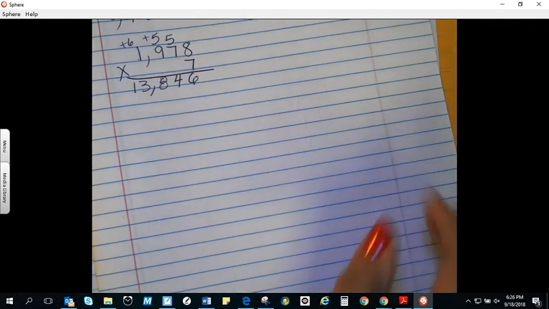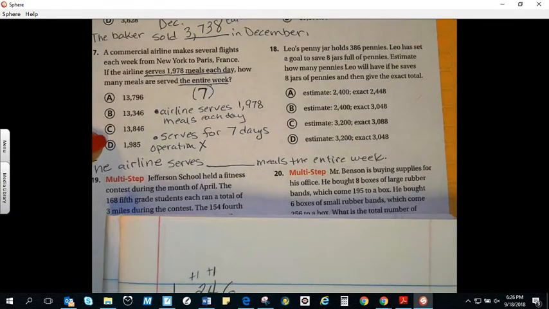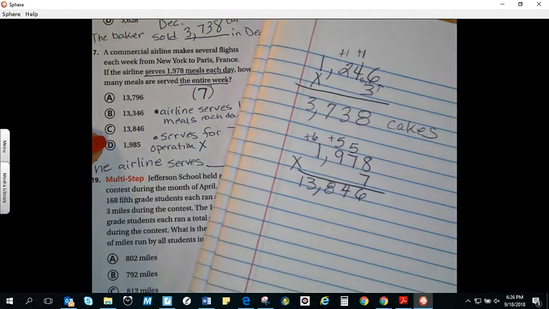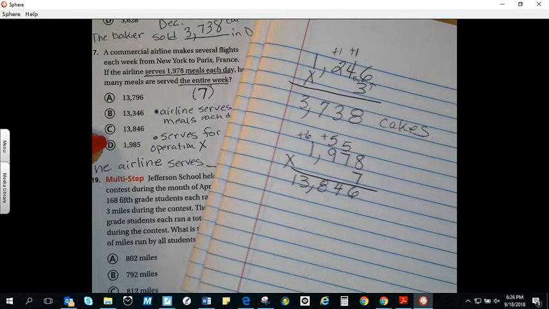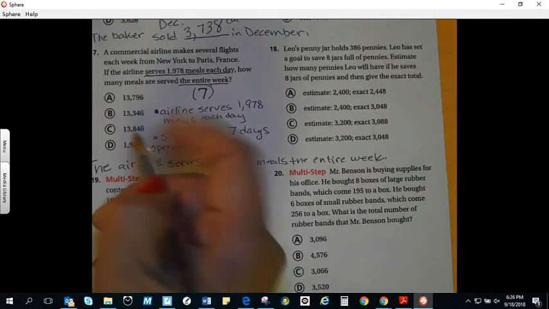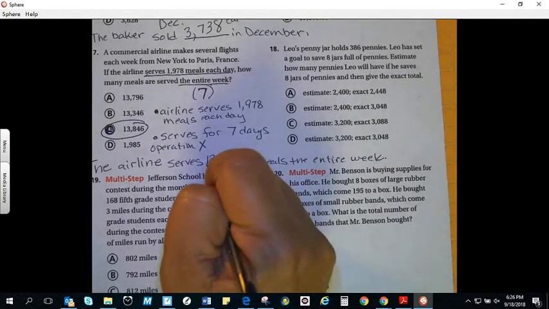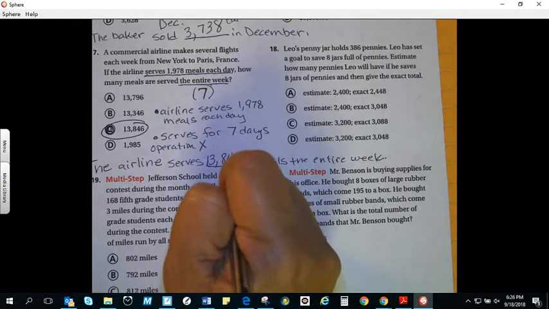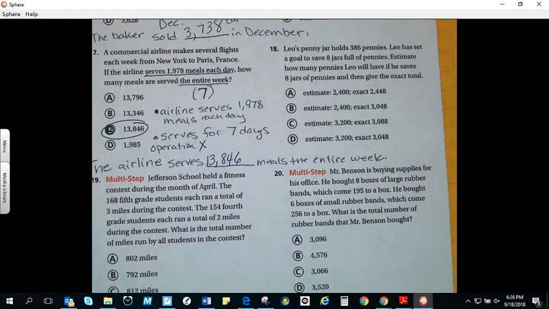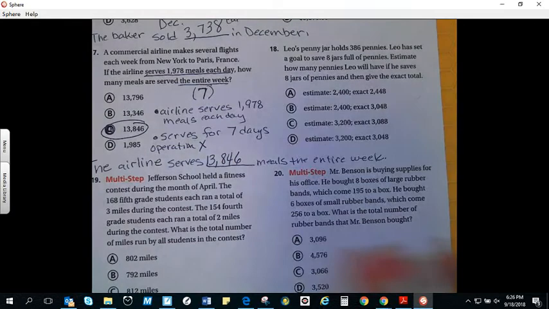And so my total is 13,846. That's a lot of food. So they serve 13,846 meals for the entire week. That's a lot. Wow. Made me hungry.